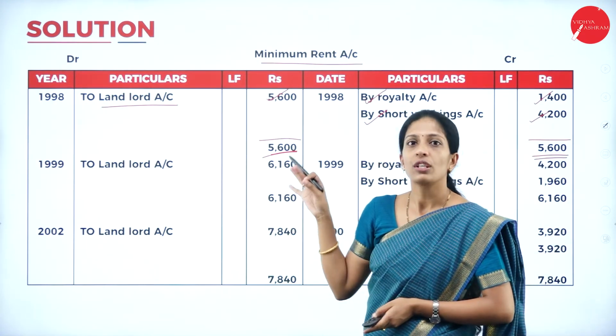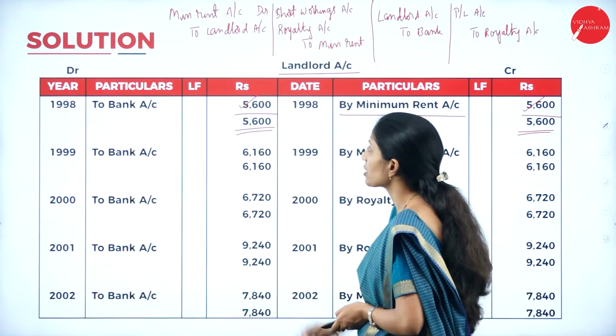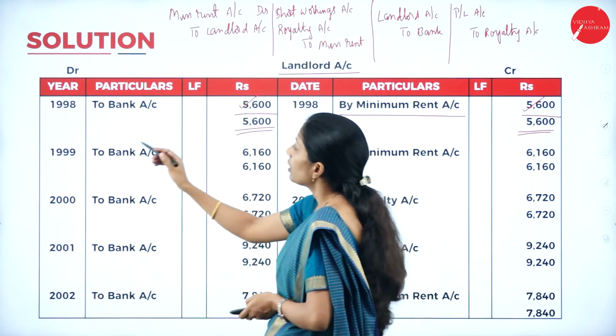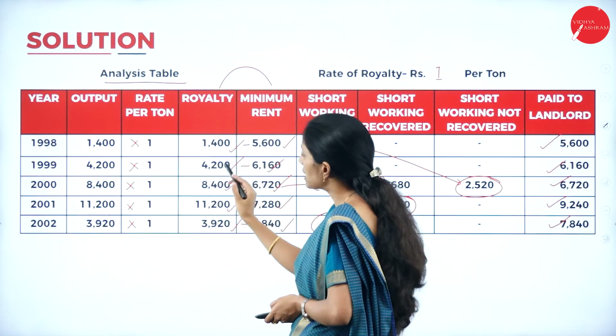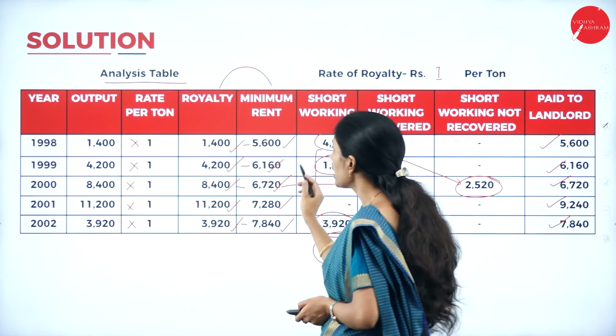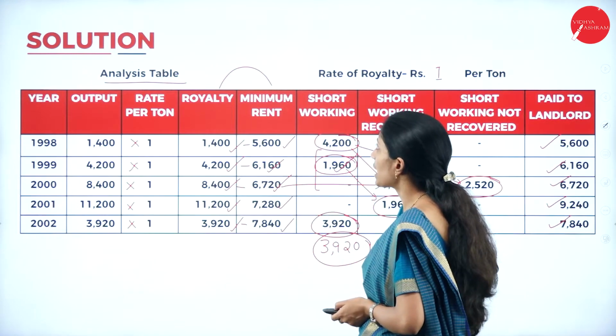So I have told you, you have to know the journal entries. Now come to the next situation. So second year is what? Here also minimum rent is greater than royalty, correct? So what amount is payable? Minimum rent is payable. So what is the entry?